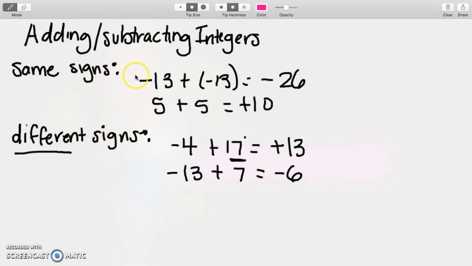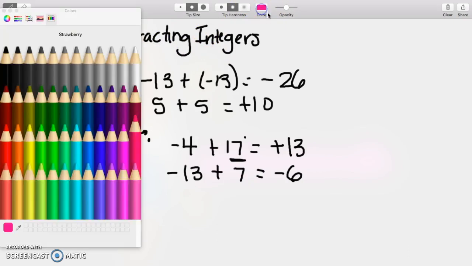So these are the rules for adding integers with same signs and different signs. Understanding same signs and different signs when adding integers will help you greatly in the area of subtracting integers, okay? So we're going to go ahead and look at that for a second. And we're going to look at subtracting integers so that we can piece it together.